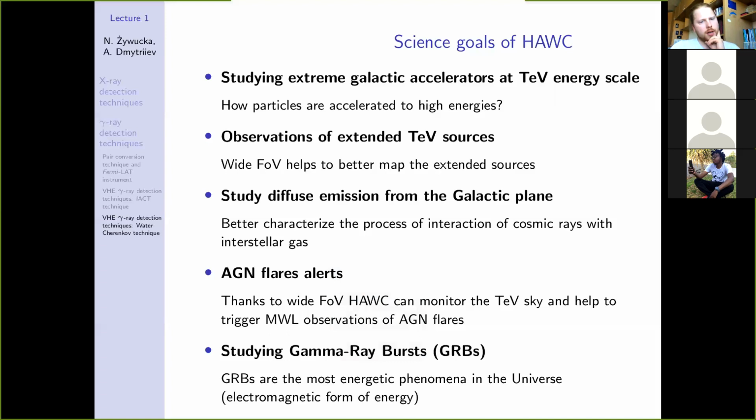Let me just, so you mean the source behavior? If we are only detecting flashes when there is an increase of gamma ray flux? Not at all.